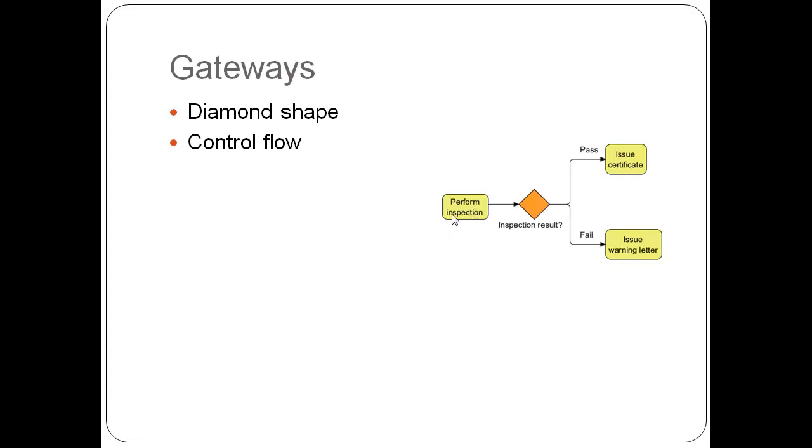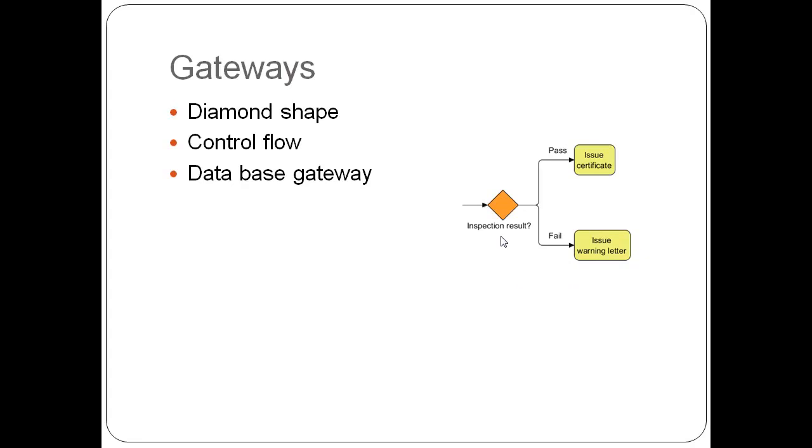After perform inspections, we have the inspection result is passed, then we will issue the certificate. If it is failed, we will issue a warning letter. So it is very straightforward. It's just a decision. And in these decisions, inspection results pass or fail, we call this a data-based gateway. What does data-based mean? That means we make the decision by the data. The data is the result.